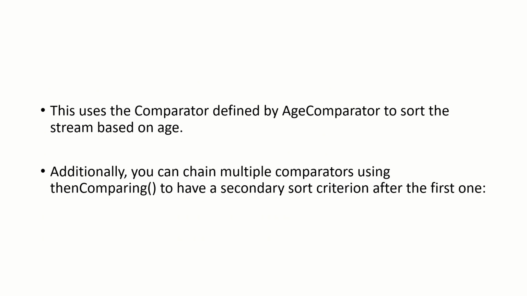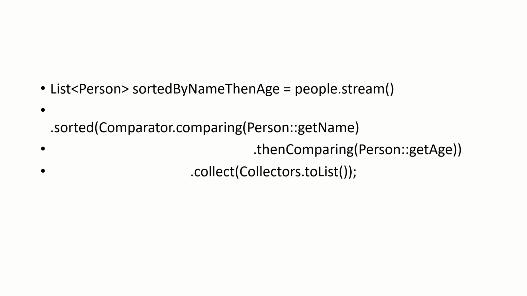Okay, now additionally you can chain multiple comparators using thenComparing to have secondary sort criteria after the first one. So here you can see, let's say you have a list of people sorted by name and then age. How can you do that? Let's say you have the list of persons, or people.